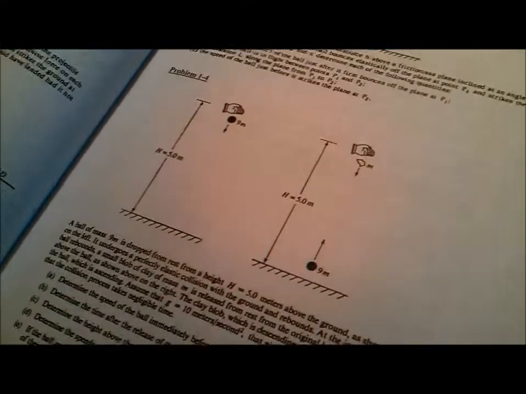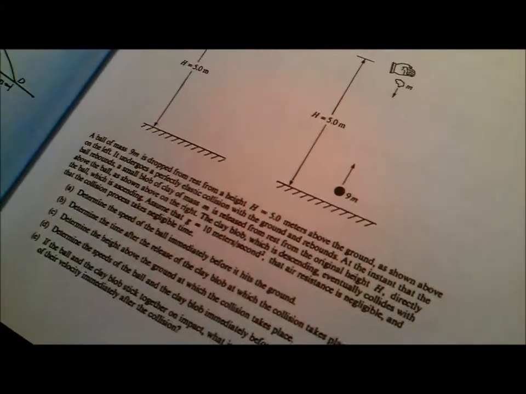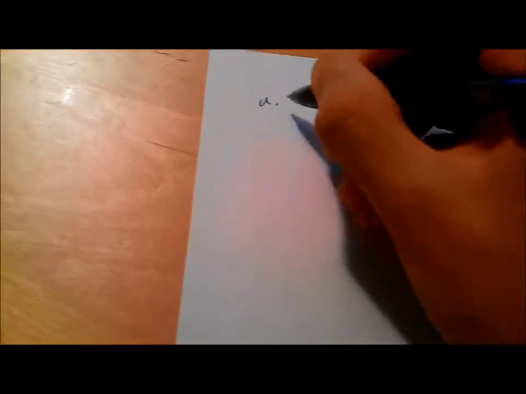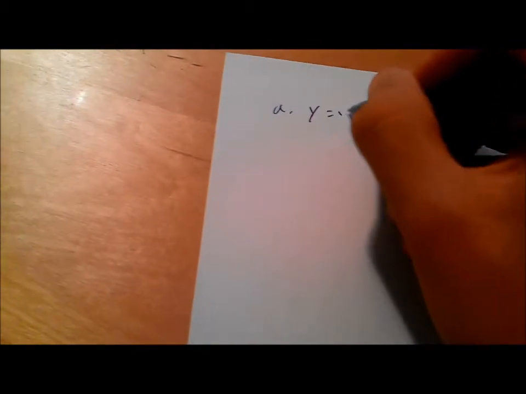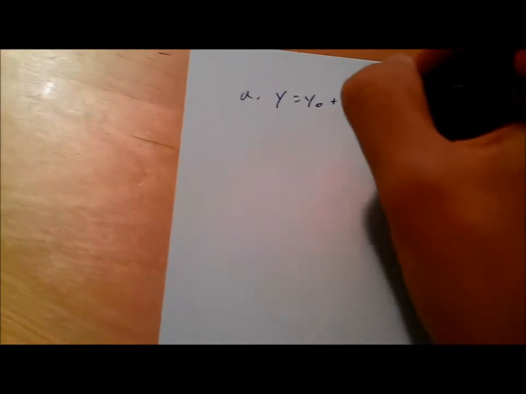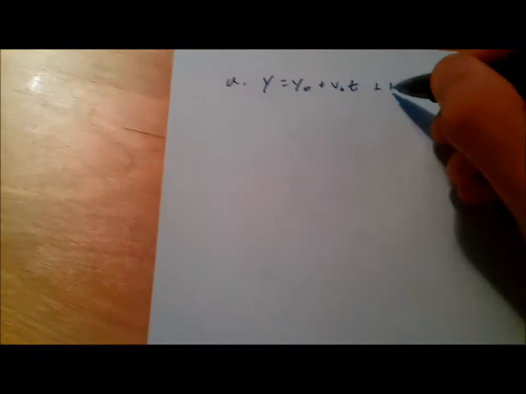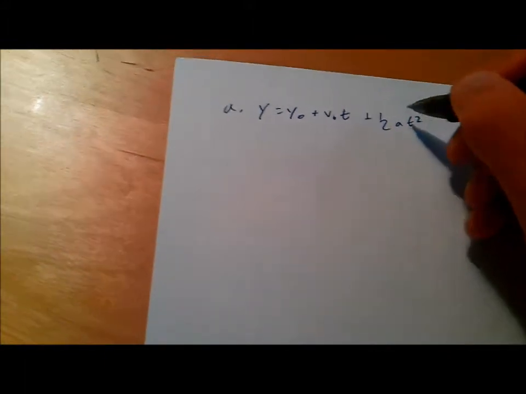Hi, today we're doing problem 1-4. Part A asks us, what is the speed of the ball immediately before it hits the ground? So, Part A, we use the basic kinematics equation y equals y0 plus v0 t plus 1/2 a t squared.